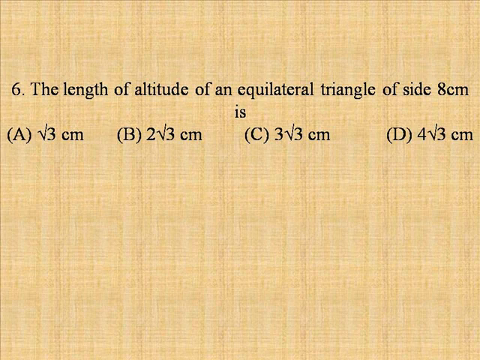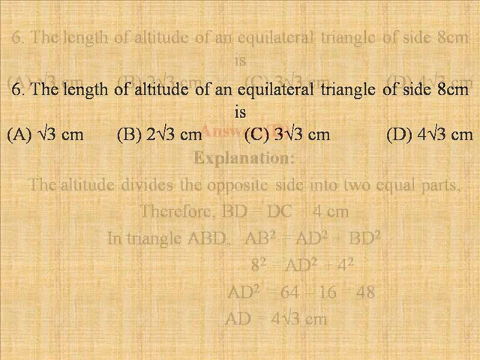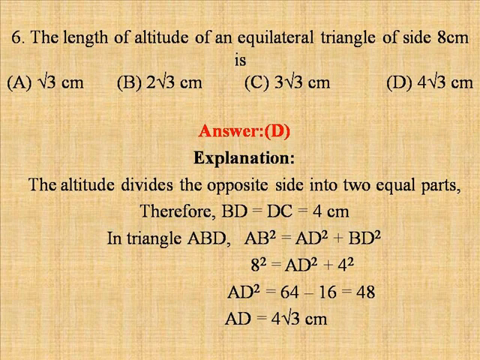Next, number 6. The length of altitude of an equilateral triangle of side 8 cm is. You have the 4 options. You need to find the altitude of an equilateral triangle whose side is 8 cm. Let's see the answer. Answer is D, that is 4 root 3 cm.